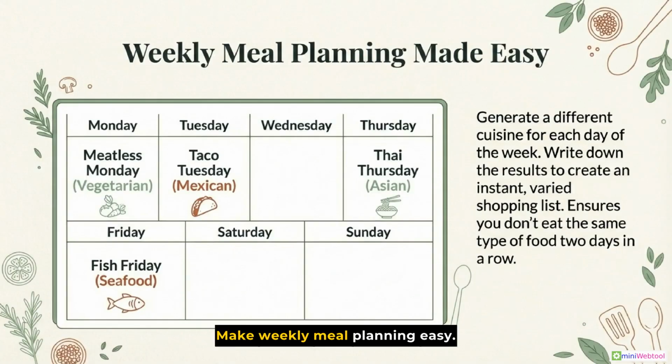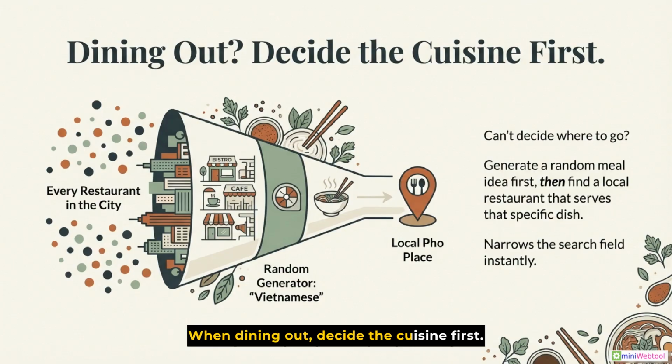Make weekly meal planning easy. Generate a different cuisine for each day, like Meatless Monday or Taco Tuesday. This ensures a varied shopping list and prevents eating the same type of food 2 days in a row. When dining out, decide the cuisine first. Generate a random meal idea, and then find a local restaurant that serves that specific dish. This instantly narrows your search field.